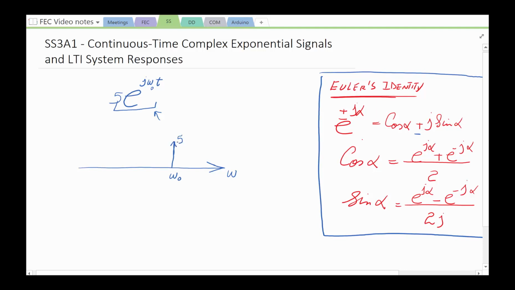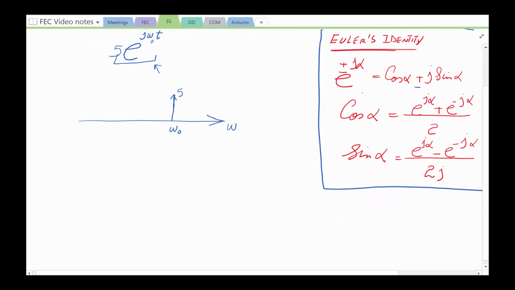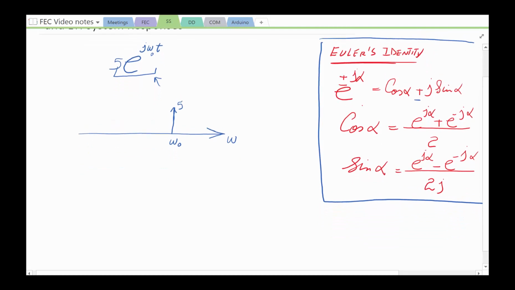Okay? Then they say, okay, what is it in the time domain? You say, oh, in the time domain, if you want me to do it in the time domain, I have to take this thing and rewrite it in terms of sine and cosine.